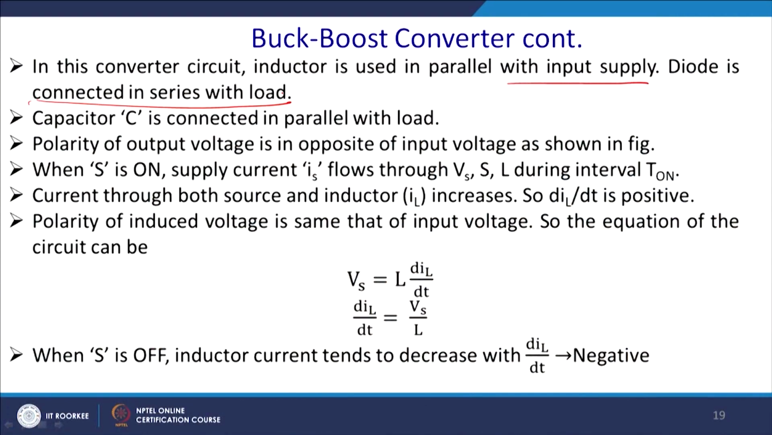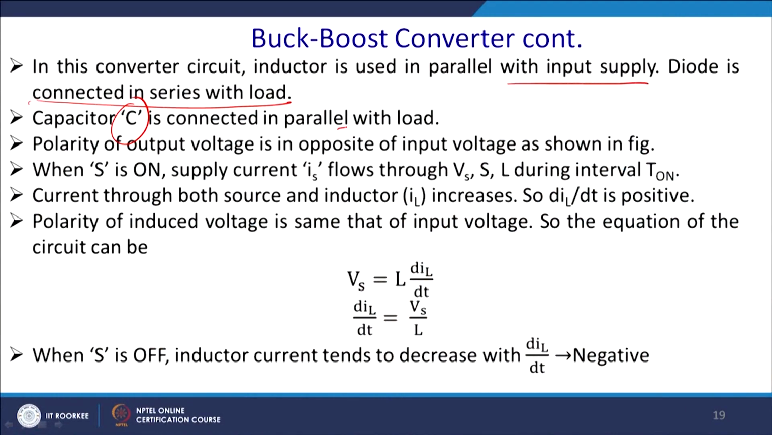Generally you require a constant DC voltage. To hold that DC voltage, a capacitor is connected in parallel to the load, which is not shown in the previous figure. The polarity of the voltage is opposite of the voltage shown in the previous figure.